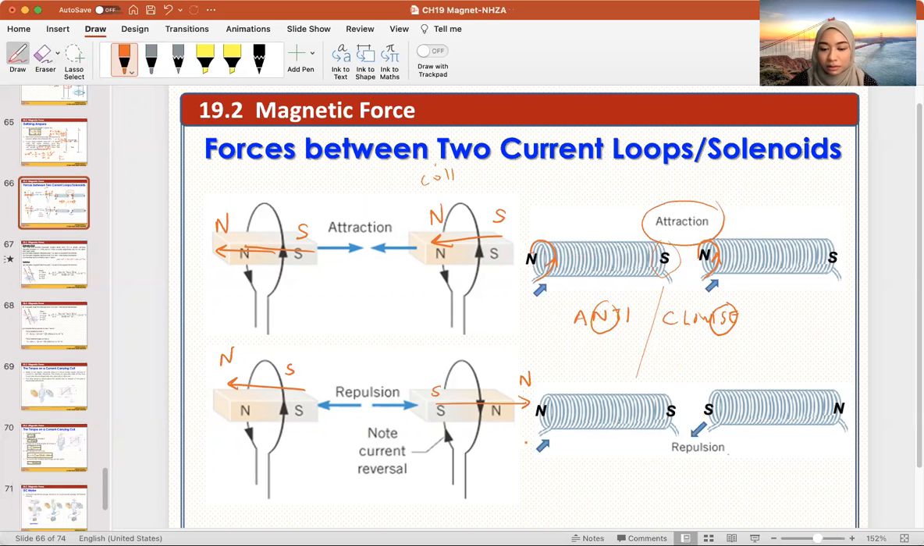Same thing here. My current is flowing anti-clockwise over here, so this is north, this is south. My current is flowing clockwise over here. Clockwise is south. So south with south, repel. Okay, that's another way to know the north and south apart from using your right hand rule.